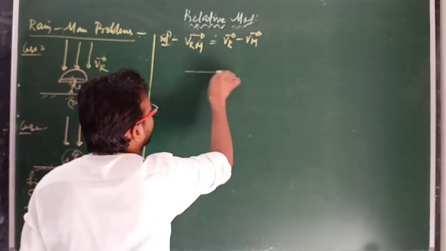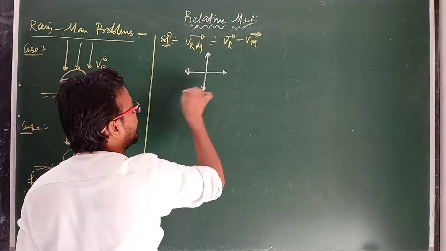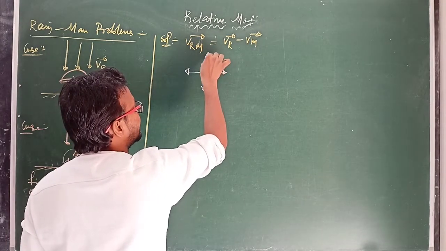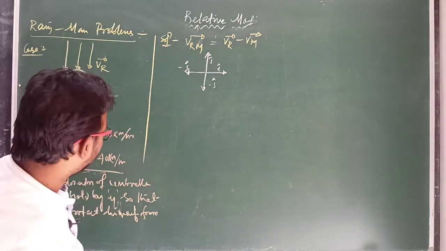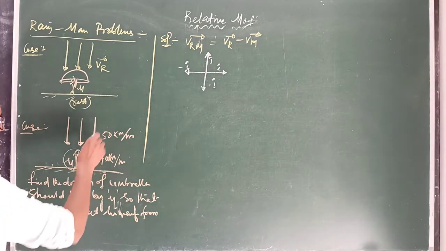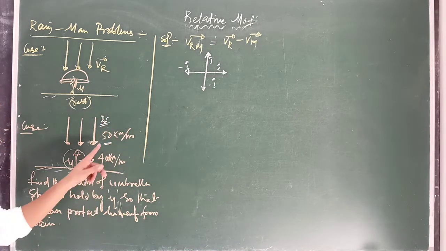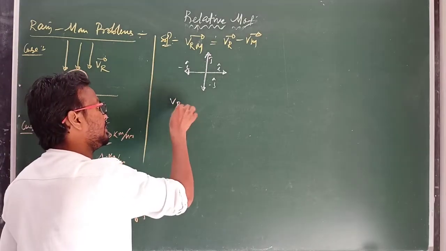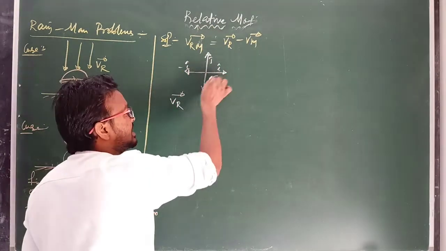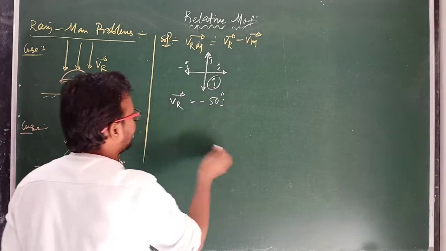So first we have to use vector format. This is the x-axis, this is the y-axis. Here i cap, here j cap, but here minus i cap, this is minus j cap. Clear? Vector format is easy to solve. So this is the direction of rain which is falling downward with a speed of 50 km per hour. So we can write velocity of rain, because this is downward direction means negative sign, so you can write here that it is minus 50 j cap.